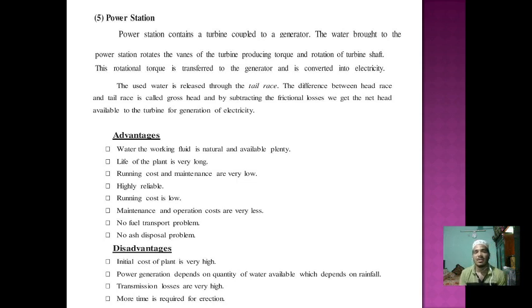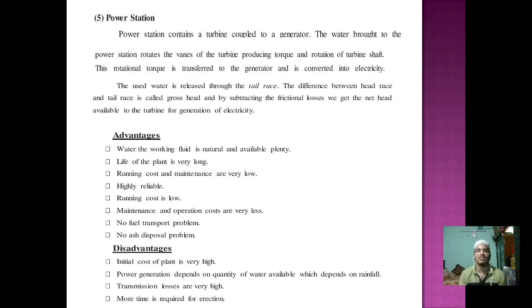Power station. The power station contains a turbine coupled to a generator. The water brought to the power station rotates the vanes of the turbine, producing torque and rotation of the turbine. Flowing water touches the blades of the turbine, the blades rotate and generate power, and it is converted into electricity.